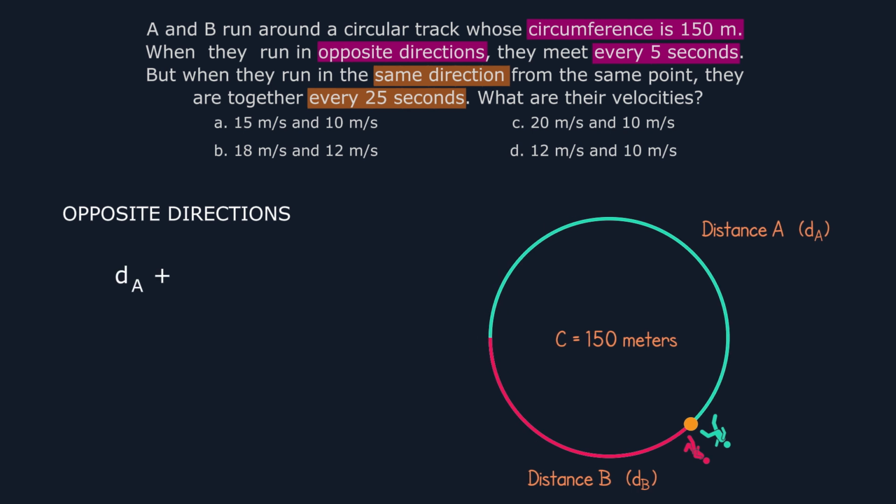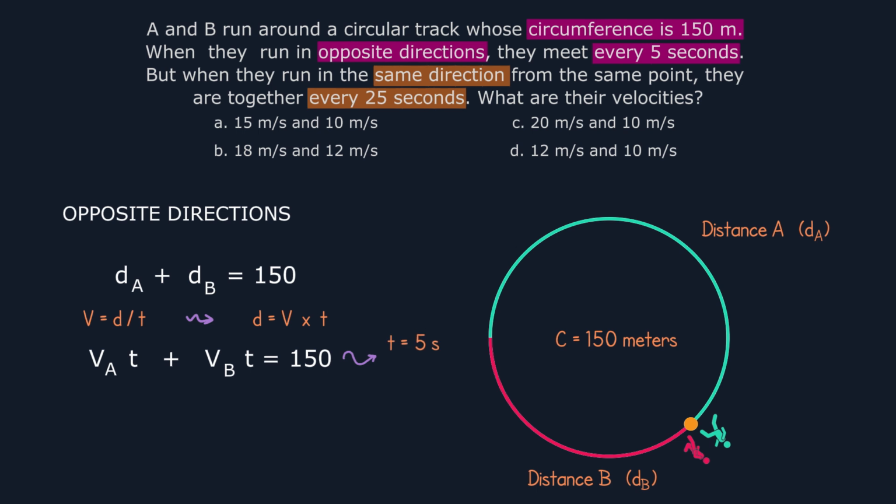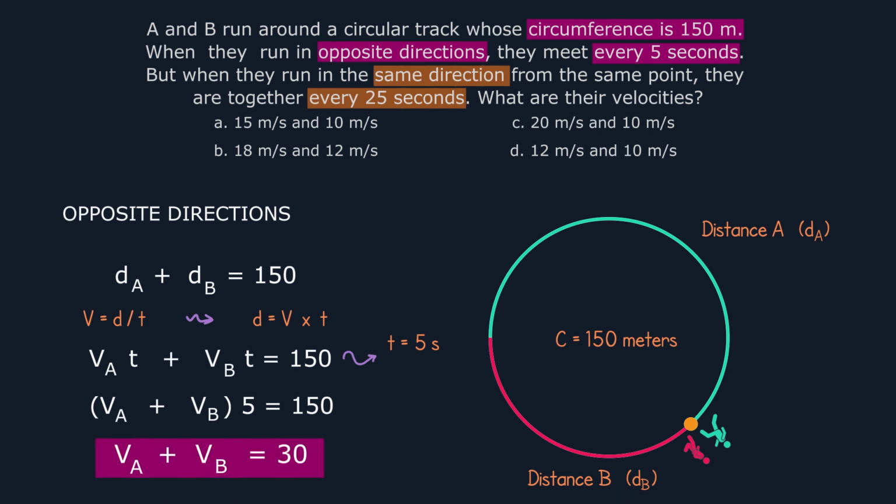So we get that dA plus dB is equal to 150 meters. Now remember that velocity is equal to distance over time, so we can say that distance is equal to velocity multiplied by time. Writing this in terms of runners A and B, we get VA multiplied by T plus VB multiplied by T is equal to 150. Since T here for both terms is the same, 5 seconds, we can write VA plus VB all multiplied by 5 is equal to 150. Simplifying this, we get that the sum of velocities A and B is equal to 30.